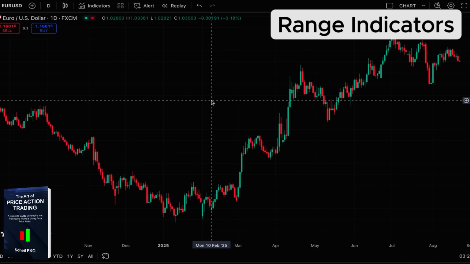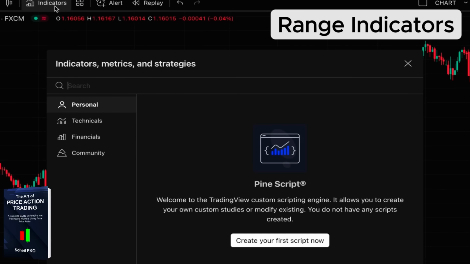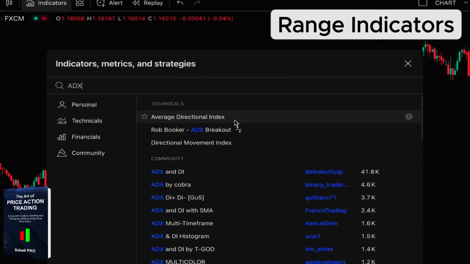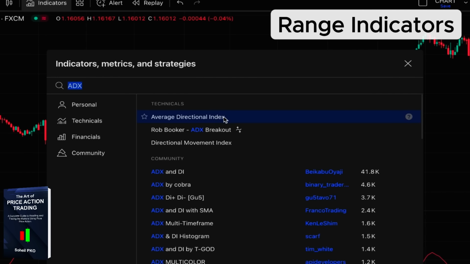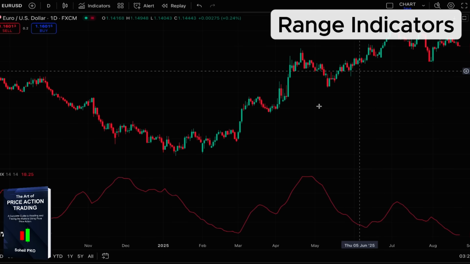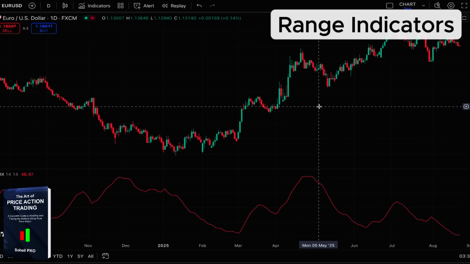Alright, the next category of indicators, range indicators. These types of indicators help you with times that the market is not trending, so you can identify a non-trending market when the price is in a trading range and moving flat. The first indicator that I want to introduce is ADX, this one, Average Directional Index, and it's one of the most popular and commonly used indicators for this purpose.